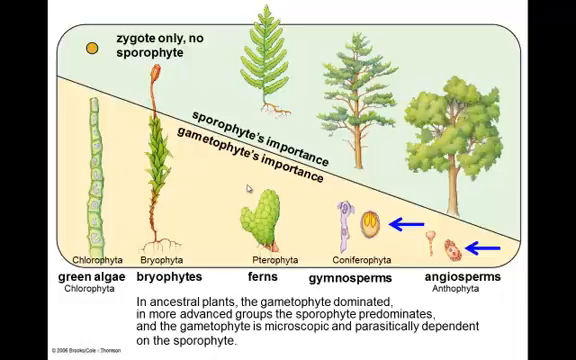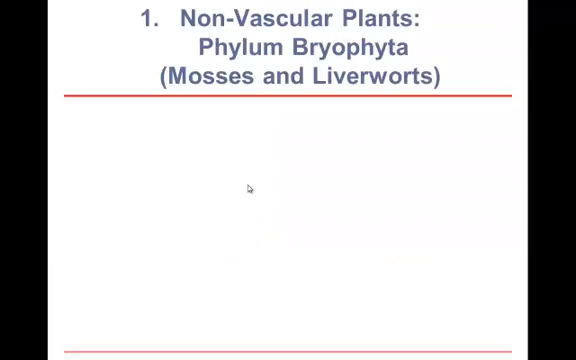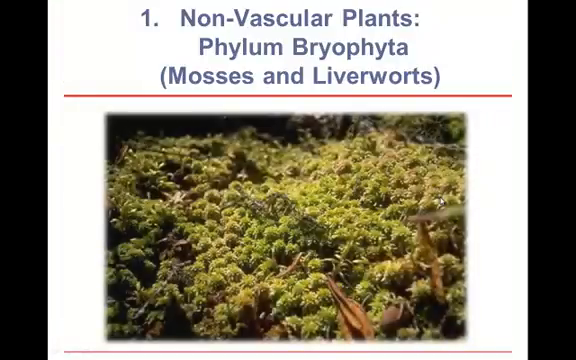So with that, we are ready to look at our first phylum of plants. We're going to look at phylum Bryophyta. The common name of that phylum is the non-vascular plants. This includes plants such as mosses and liverworts. And here you can see this is a carpet of moss. So we're looking at gametophytes here when we look at this.